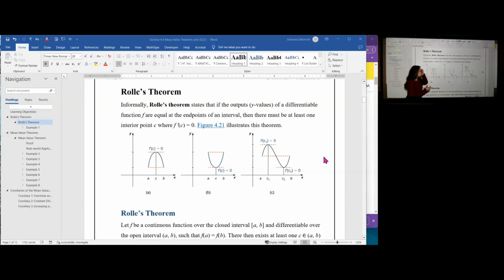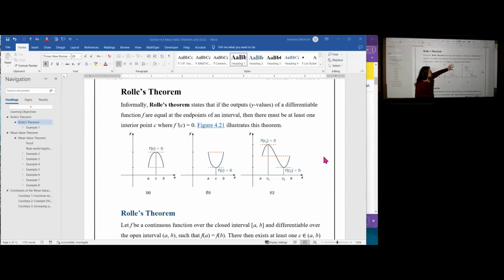What Rolle's theorem states is that if you have 2 points on a graph for an interval from A to B, and the function value at A and the function value at B are equal, as in all 3 of these pictures, then somewhere between A and B, there is a point C where the derivative, slope of the tangent line, is 0. In the first case on the left, you can see it's occurring at a relative maximum.